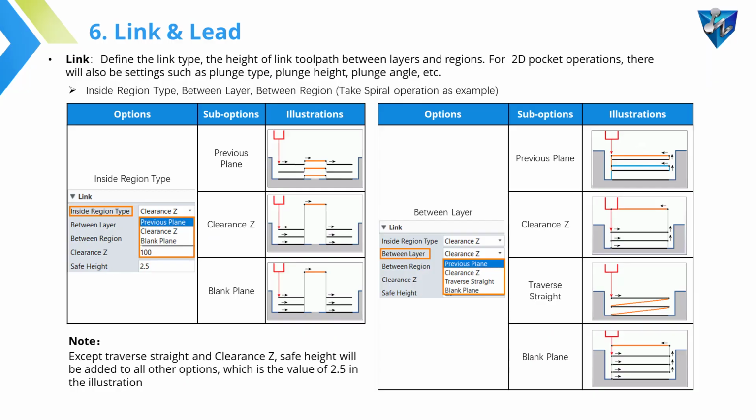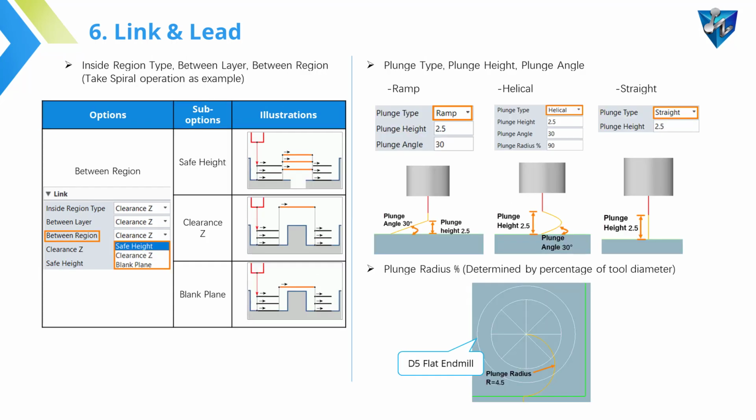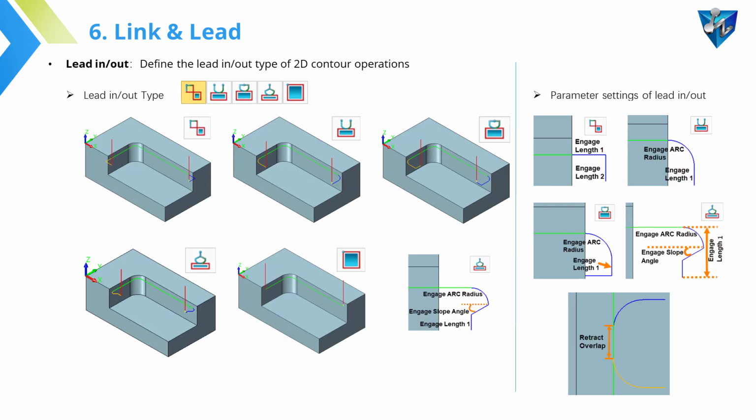After the introduction of path setting, we go back to the PowerPoint to see the next tab, Link and Lead. The following tables list the link height situation of inside region, between layer, and between regions. Besides, the plunge type, plunge height, and plunge angle for 2D pocket operations can also be specified here. And the lead-in and lead-out parameters are used to specify the lead-in and lead-out type and the relevant settings for 2D contour operations.